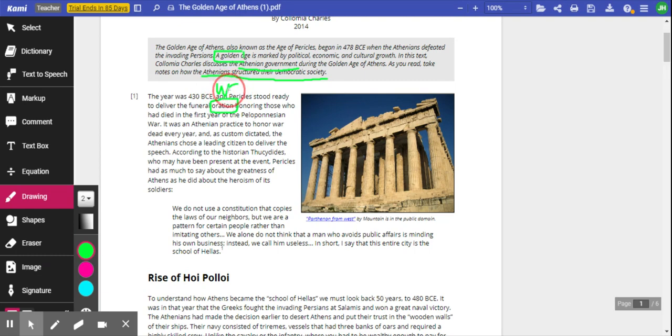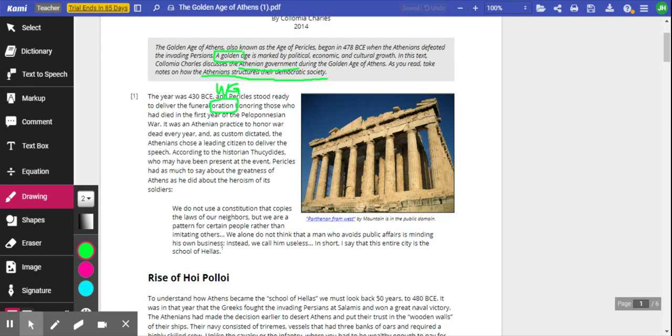It looks, if you look at it, kind of like the word oral, so meaning speaking. So it looks like he's going to give this funeral speech, and he's doing it to honor those who died in the war. It was an Athenian practice to honor war dead every year, and as custom dictated, the Athenians chose a leading citizen to deliver the speech.